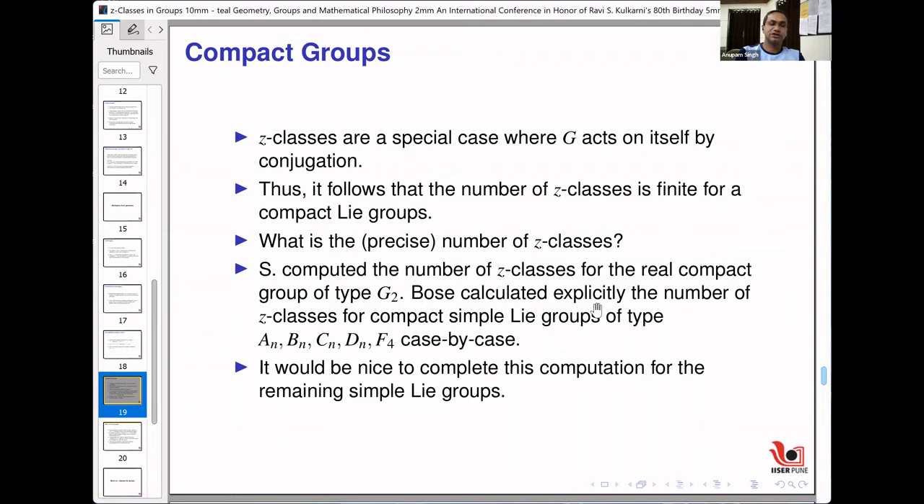Later, Anirban Bose worked on this for his PhD thesis and precisely computed the number of G-classes for compact simple Lie groups of type A, B, C, D and F4. They are all done case by case, and the precise number is in this paper. It still leaves out some groups of type E basically. It would be nice to complete this computation for the remaining simple groups, basically type E.